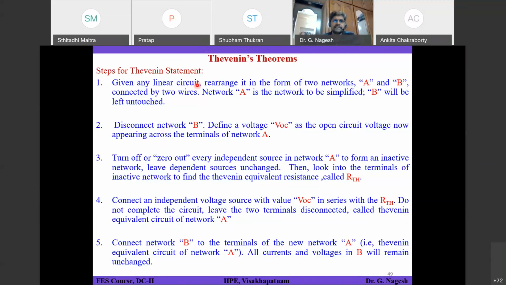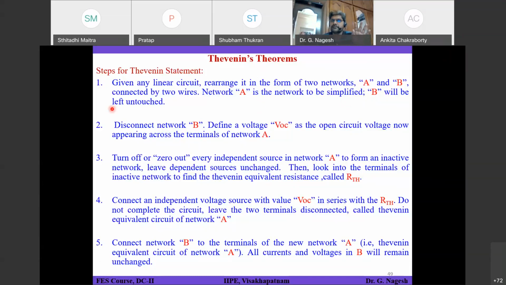What it says is, first statement, in a given linear circuit, rearrange it in the form of two networks. Let's say if you have a circuit, break the circuit into two parts. One is part A, another one is part B. Network A is the network to be simplified. What it means? That means if you have a complex network that you want to simplify into a Thevenin's equivalent circuit, network A is the network which you are interested to simplify.